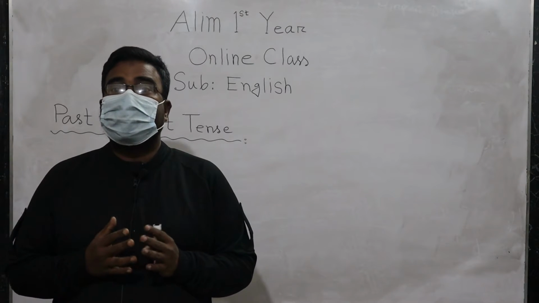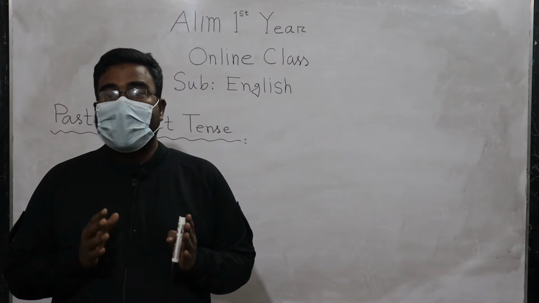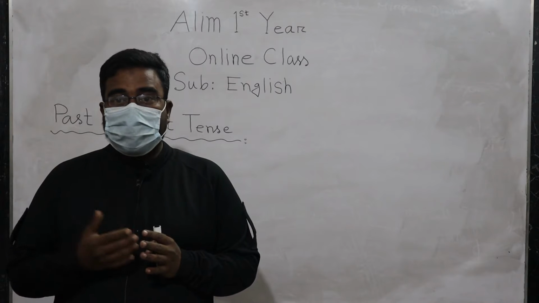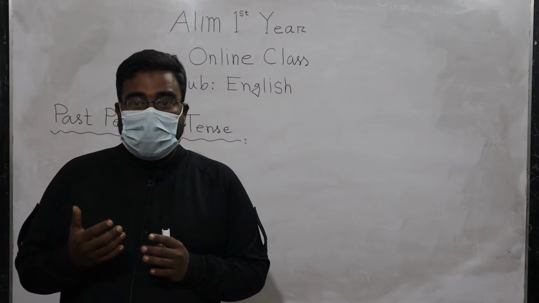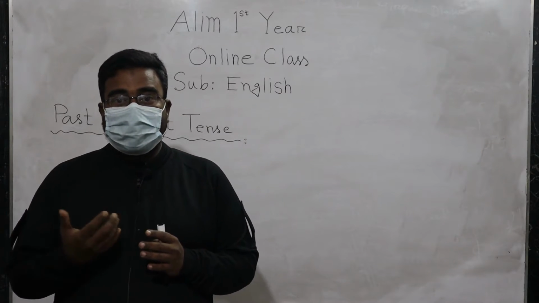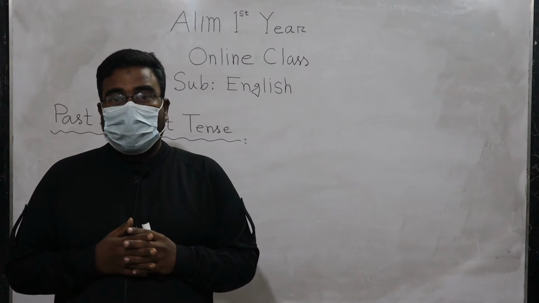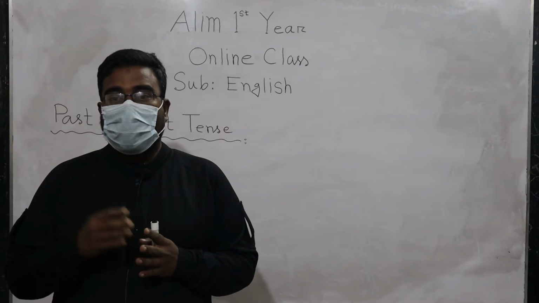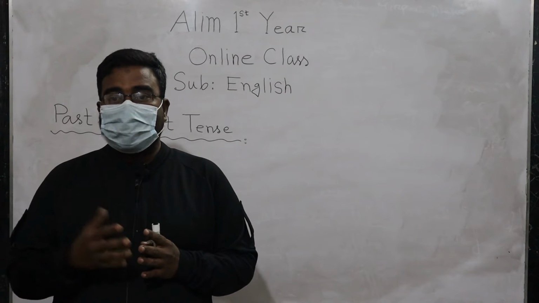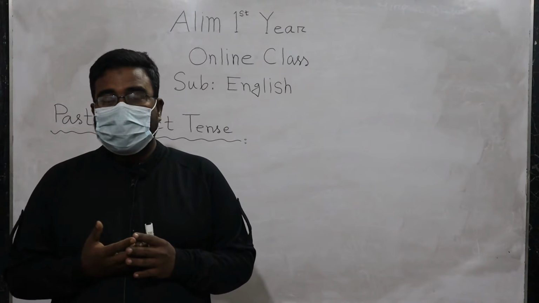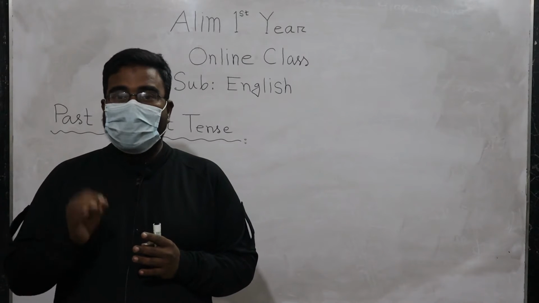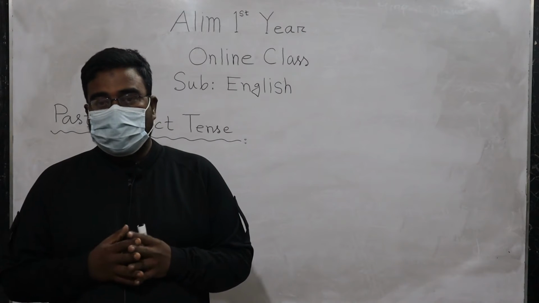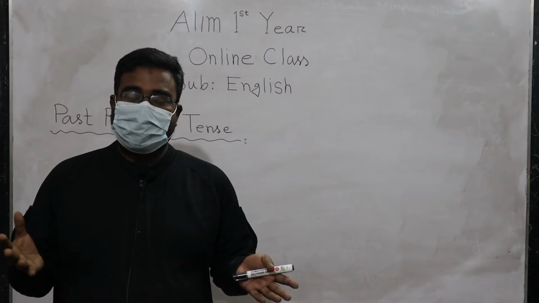Past perfect tense is a verb tense used to express an action that occurred in the past, that finished before another action in the past started. We usually see two actions occurred in the past. One is earlier and the other is later. The action which occurred earlier is called the past perfect tense and the other is called past indefinite tense.